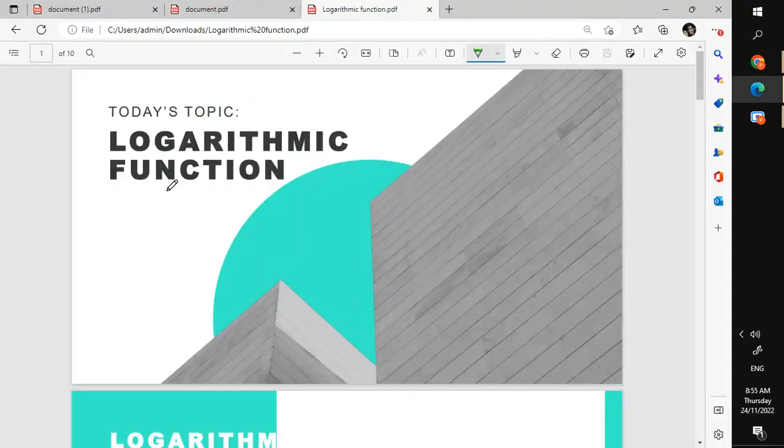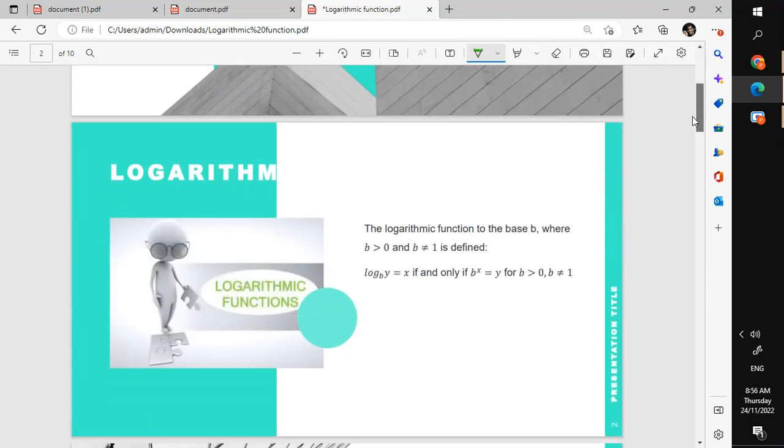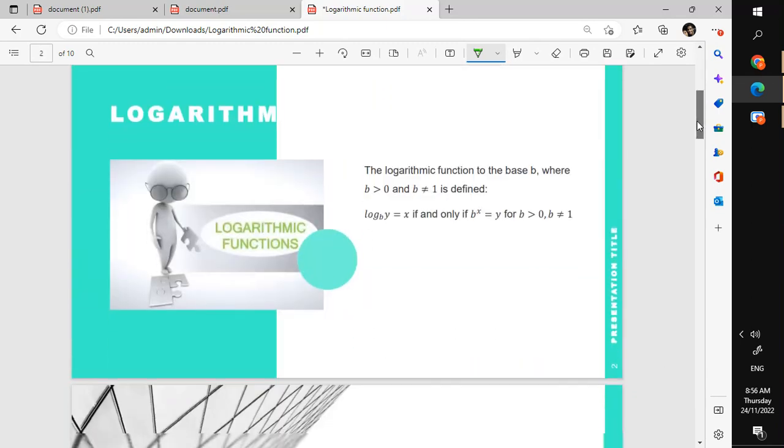For today's video, we will be talking about the logarithmic function. Given the definition, the logarithmic function to the base b, where b is greater than 0 and b is not equal to 1, is defined by this form. The log of y to the base b is equal to x if and only if b raised to x is equal to y, for b greater than 0 and b not equal to 1.